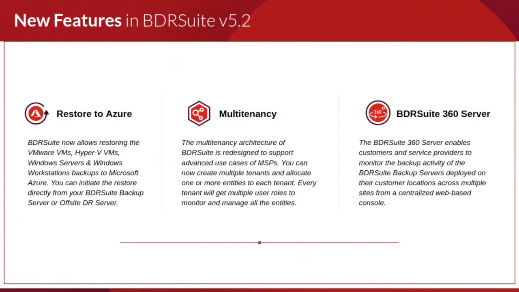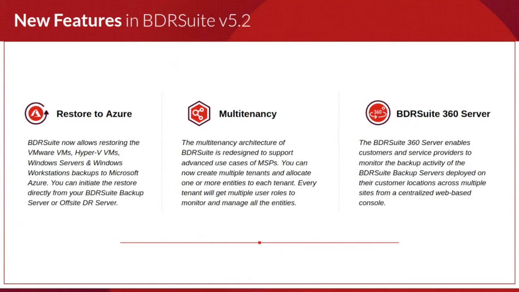All you have to do is initiate the restore directly from the BDRSuite, and once you initiate it, it will automatically get restored to the Azure location where you can spin that up as a virtual machine. This can be done both from the BDR backup server as well as from the offsite DR server. We don't have that option for cloud DR, but we have the option for offsite DR server. That's one of the main concerns that we have. So this will add weightage for people who have a cloud instance and want to restore their data to Azure. And the second important feature is multi-tenancy.